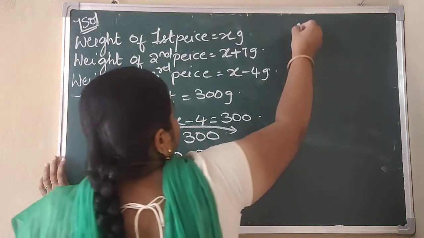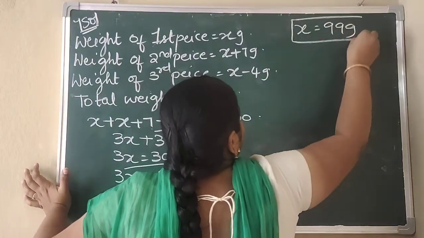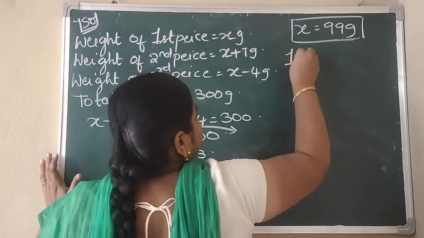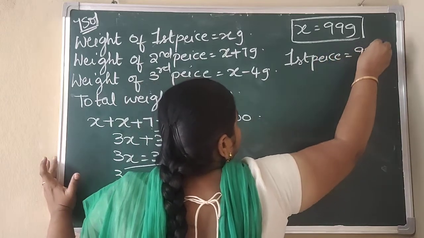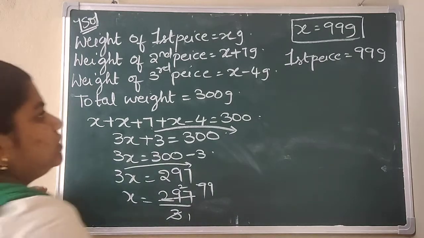So here x value is how much? X is 99 grams. So x is nothing but the first piece. So weight of first piece how much here? First piece weight is equals to 99 grams. So now we have to find the second piece weight.